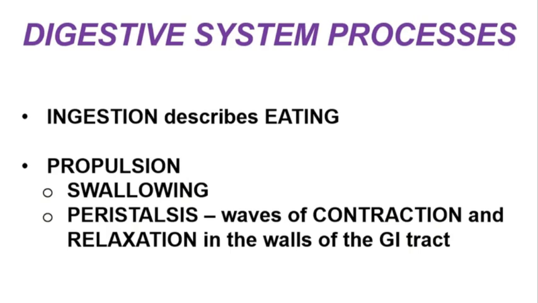Swallowing is a type of propulsion that consists of using the tongue and the pharynx to guide food into the esophagus. And once into the esophagus, we see that peristalsis can occur. So it's a type of movement that uses waves of contraction and relaxation in the walls of certain alimentary canal structures. So for instance, the esophagus, the stomach, the small intestine, and the large intestine are capable of peristalsis.